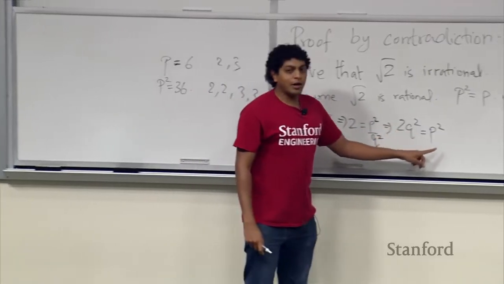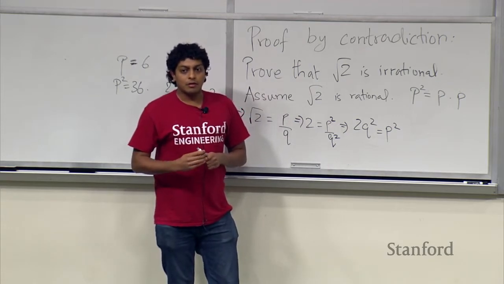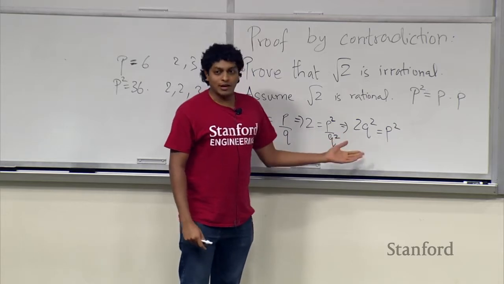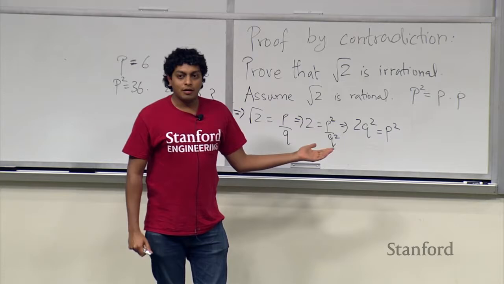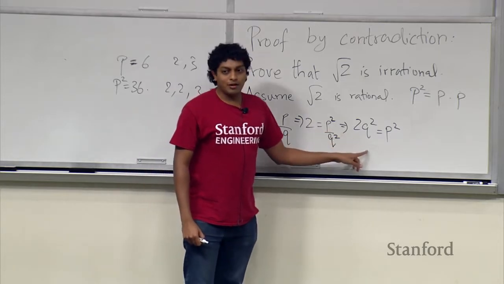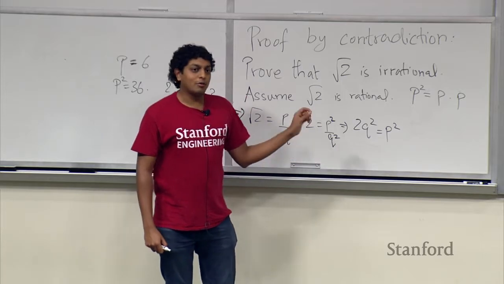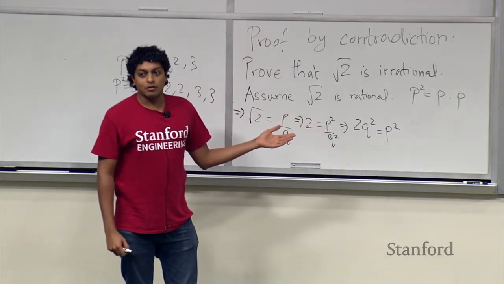So that means p squared has an even number of prime factors because it's a perfect square. q squared also has an even number of prime factors because it is also a perfect square. But 2q squared, therefore, has an odd number of prime factors, right? Because we are just adding that extra 2 over there to something that has an even number of prime factors.